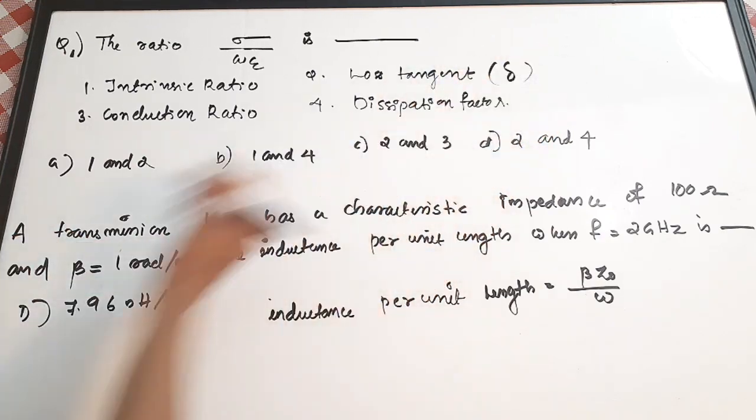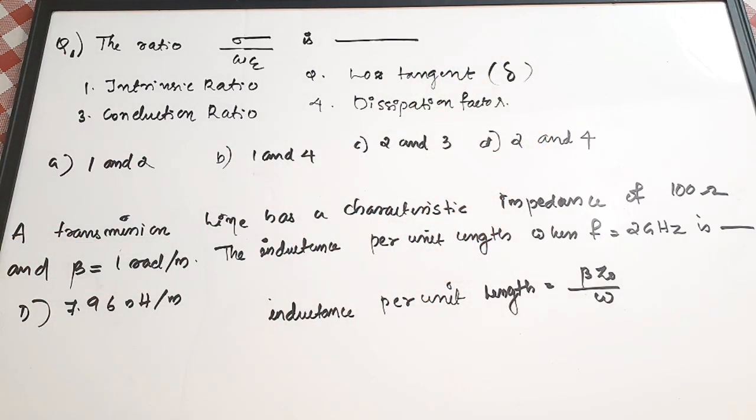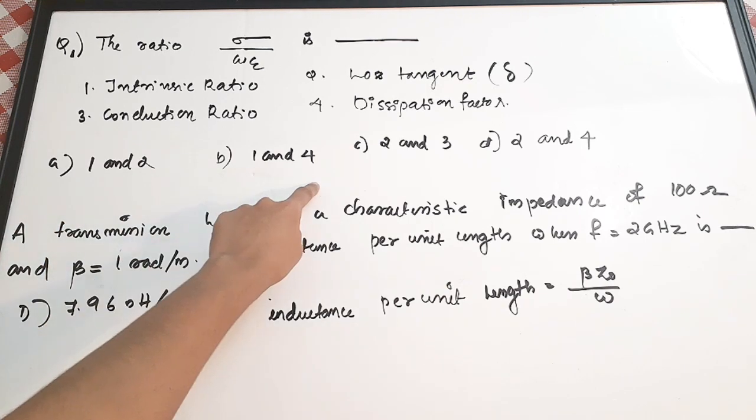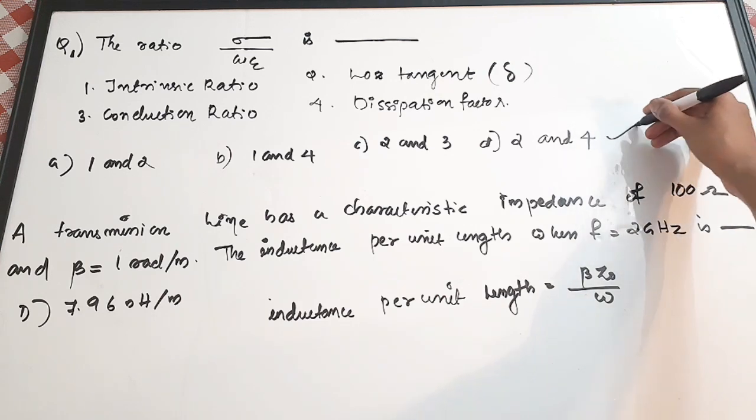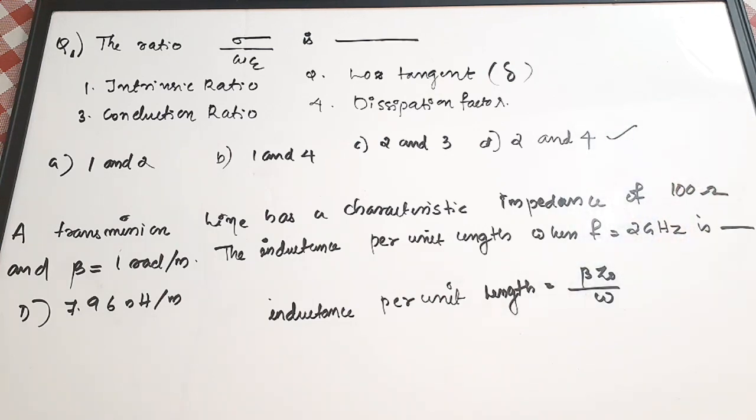So this is loss tangent, and this loss tangent can also be called dissipation factor. It is not intrinsic ratio or conduction ratio. It is the dissipation factor. It is some loss. So from the options A, 1 and 2, no. B, 1 and 4, no. C, 2 and 3, no. D, 2 and 4 is the correct answer. So sigma by omega epsilon is called delta, which is loss tangent, or can also be called dissipation factor. Moving on to the next question.